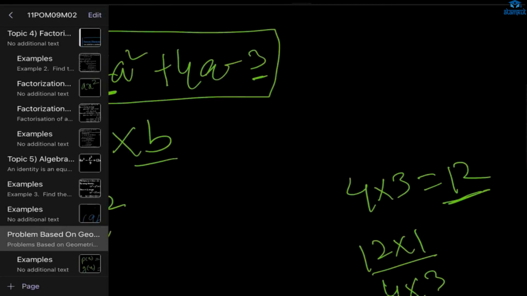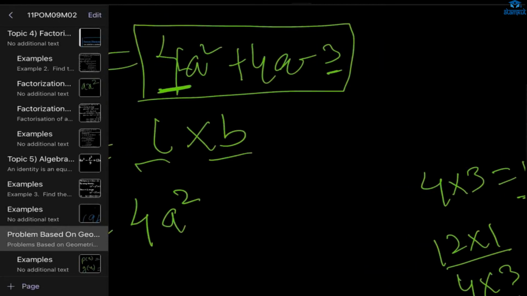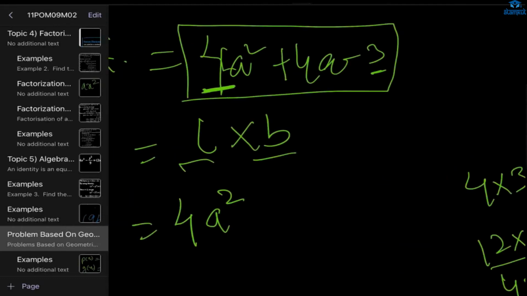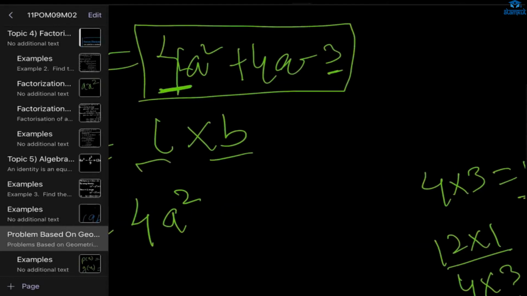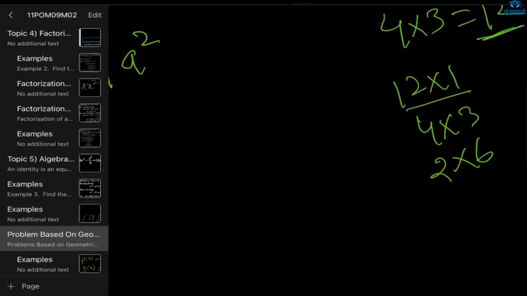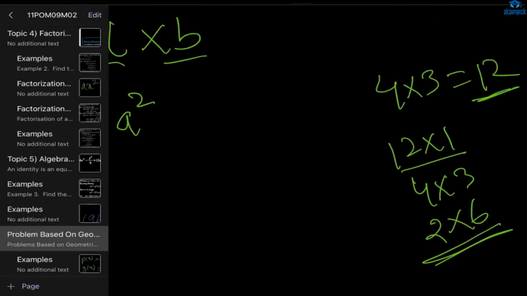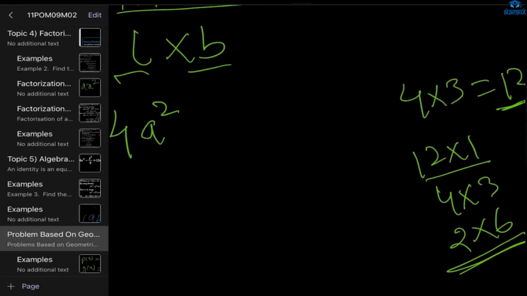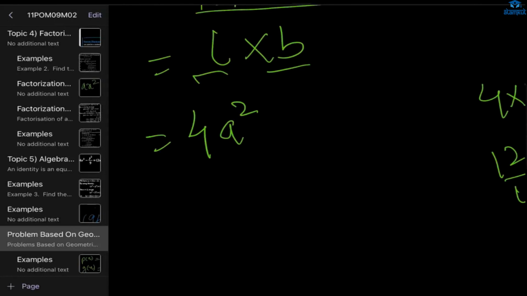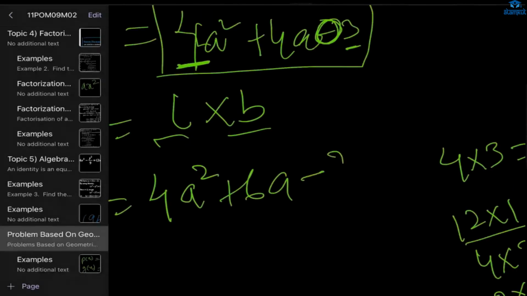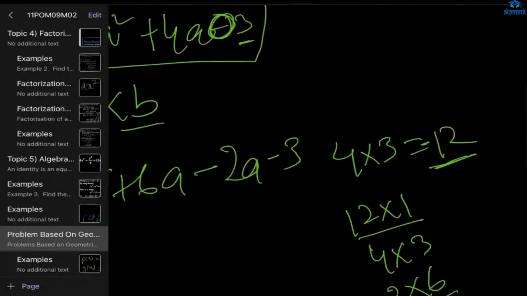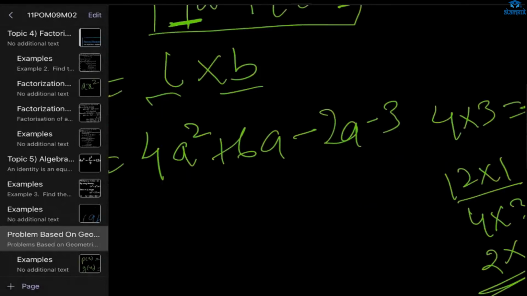We have to choose values such that the multiplication will be 12 and the addition should be 4. Which two terms are you going to choose? 6 and 2, with subtraction, minus 2, because the sign here is minus. So 6 minus 2. It will be plus 6a minus 2a minus 3. Understood? Because if you see the factor here, you'll get minus 12. See, minus is here, so we put the sign as minus.